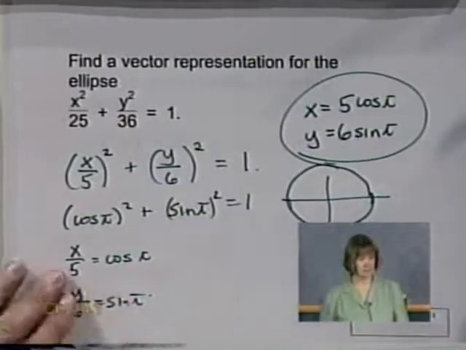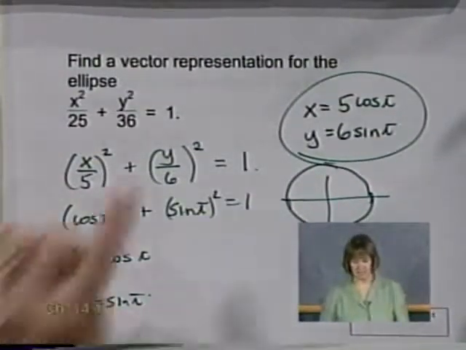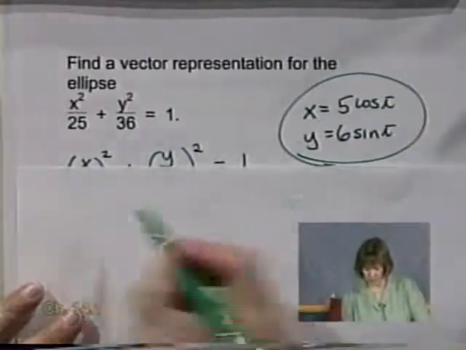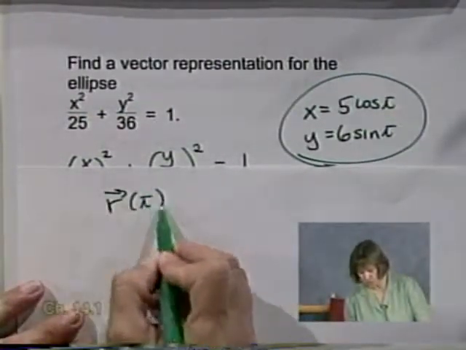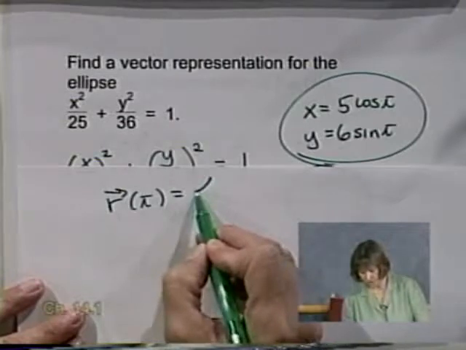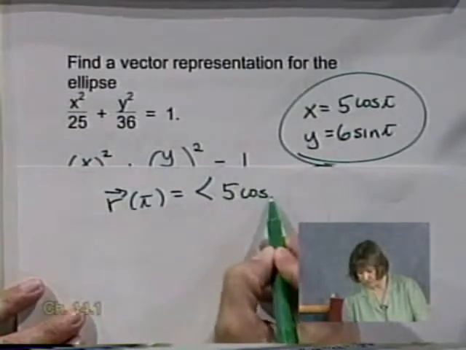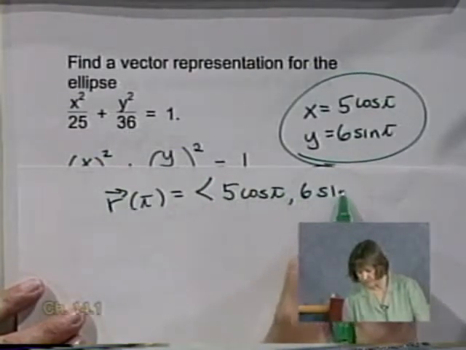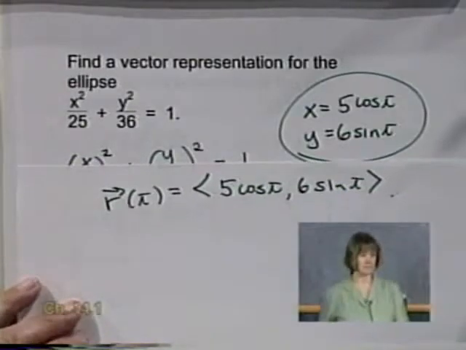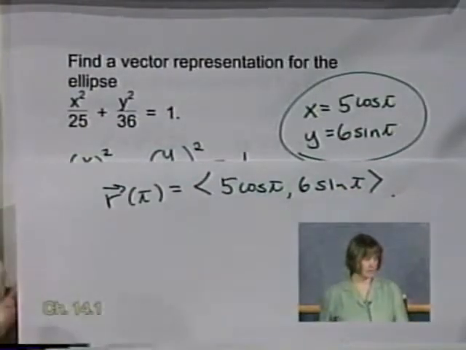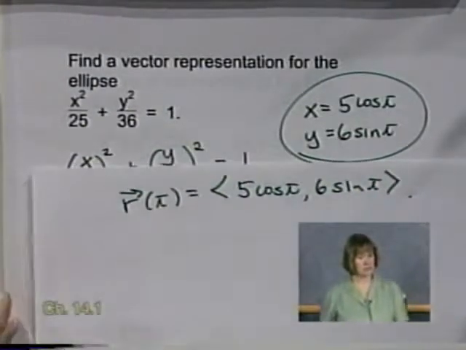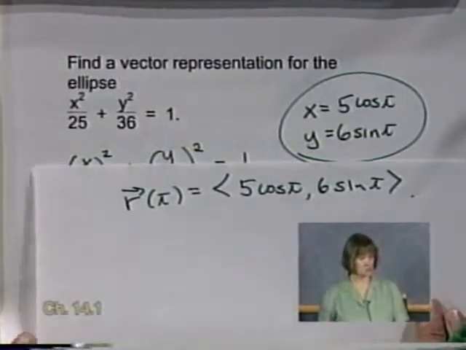This beautiful ellipse. Now the vector representation would be represented as, it's only two-dimensional because you just have an x and a y in there. So it would be r of t equals, the x would be 5 cosine t, and the y would be 6 sine t. It's the same thing. Okay? So it's important to realize that you can represent ellipses and circles parametrically.